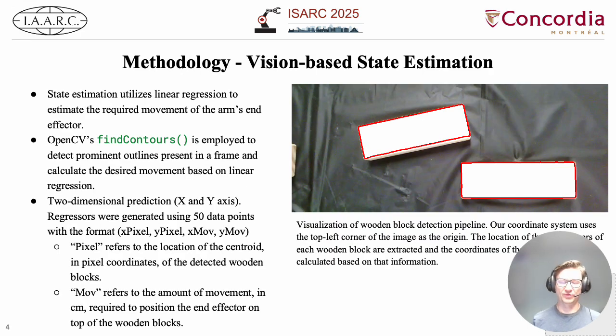For our state estimation, because this is a combination of vision-based state estimation along with reinforcement learning, we used OpenCV's find contours to detect the objects in the frame, and then we used a two-dimensional prediction on the x and y axis to generate data points, which were then used to move the arm to where it needed to go. You can see here in the image our wooden block detection pipeline. Our coordinate system has the origin at the top left corner of the image, and the location of these blocks is extracted, and how much movement needs to be done is based on that.